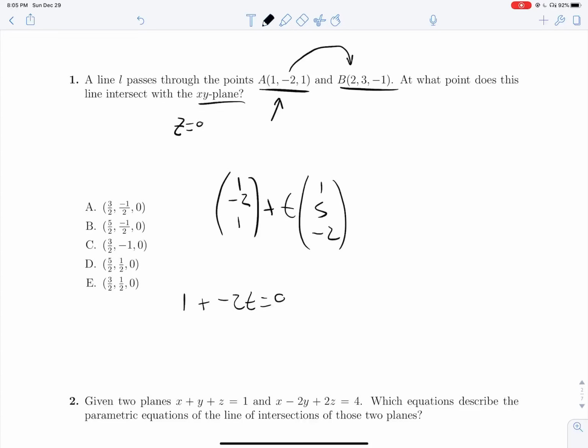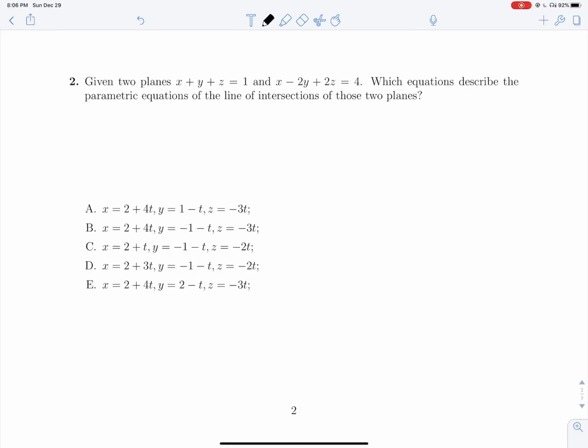We solve this and we see that t has to be equal to 1/2, which is perfect. We can stick a 1/2 in here, and all we're doing is adding now, and we will have our intersection point. We see that our intersection point is equal to (3/2, 1/2, 0), which is E.